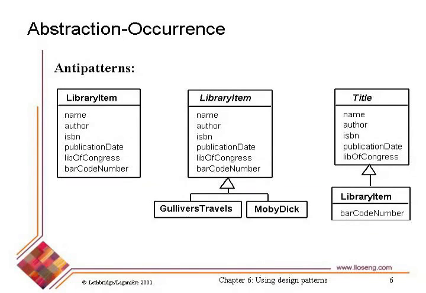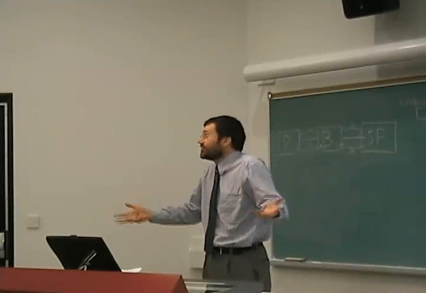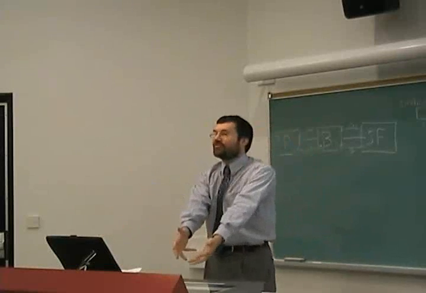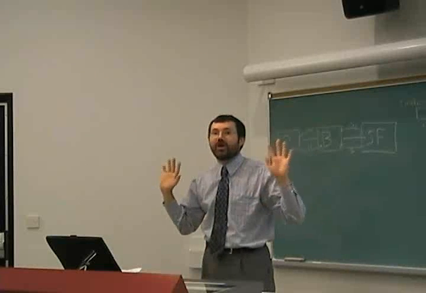Second anti-pattern, second mistake, very common mistake by naive beginners: make subclasses, Gulliver's Travels, Moby Dick, of library item. We've already talked about this being bad. These are instances. Every single time I have to buy a new book for the library, I have to program a new class. That's stupid. Okay? So therefore, it's obviously the wrong answer. But I will find some people doing that.